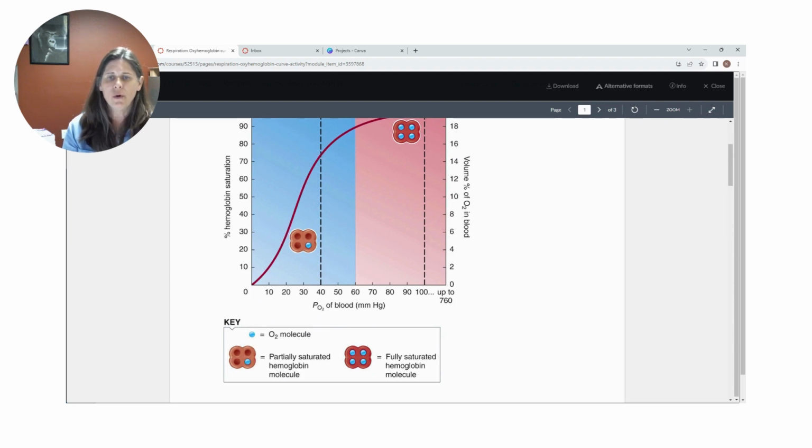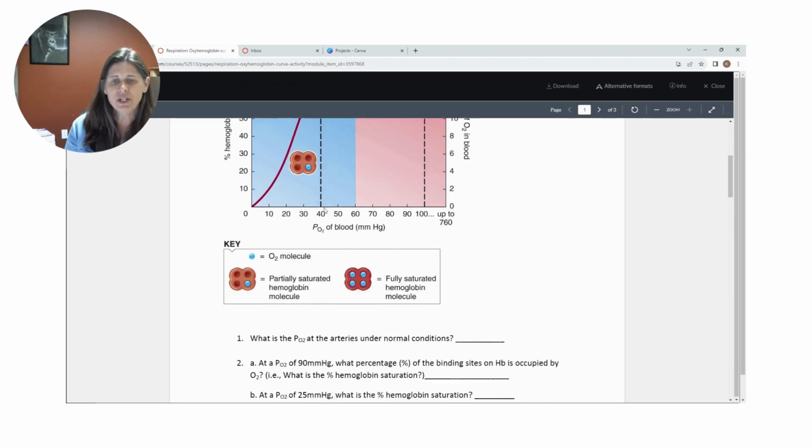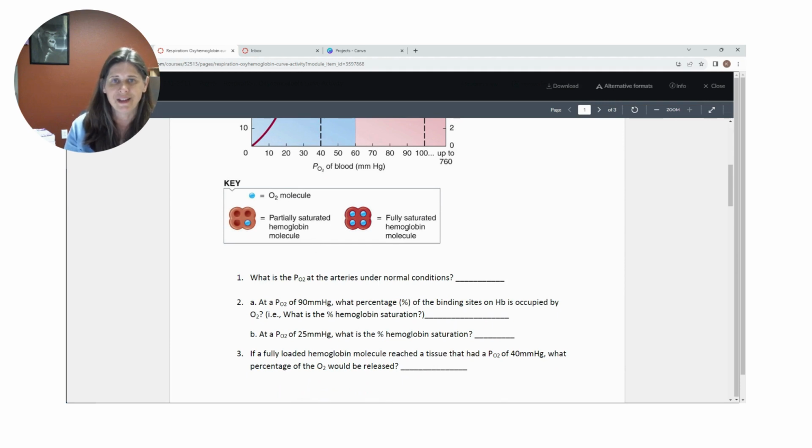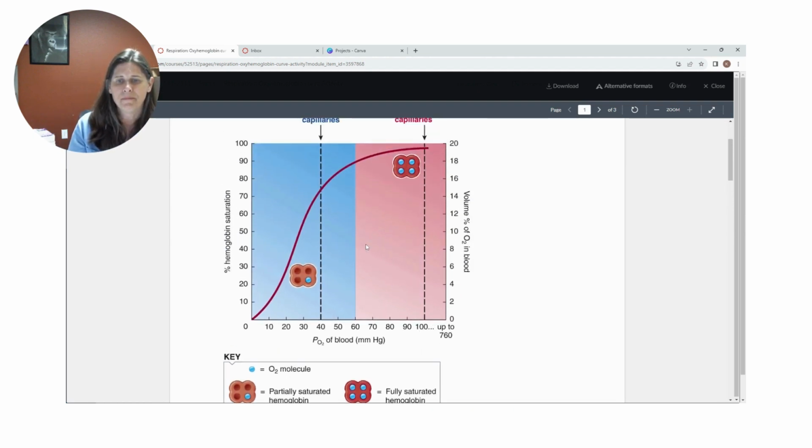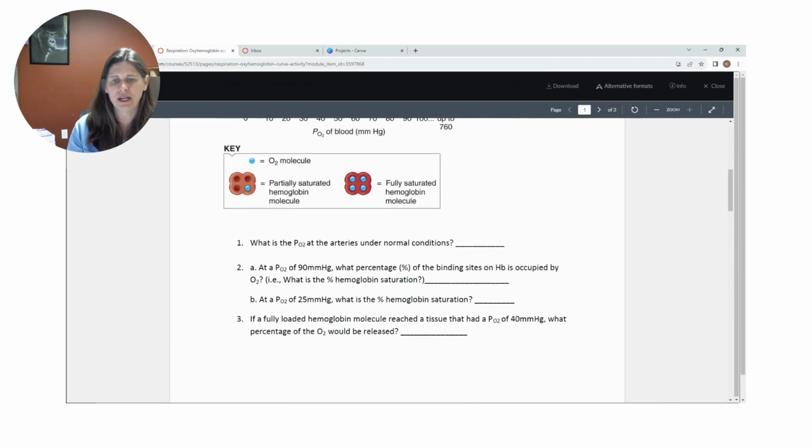So we went from a hemoglobin molecule that was 100% fully saturated to the tissue where the pressure is at 40. So now it's 75% saturated. But the question is, how much was released? If I started with 100% saturated and I ended with 75% saturated, you subtract 75 from 100 because 25 was released. Rewind that if you need to hear that again.